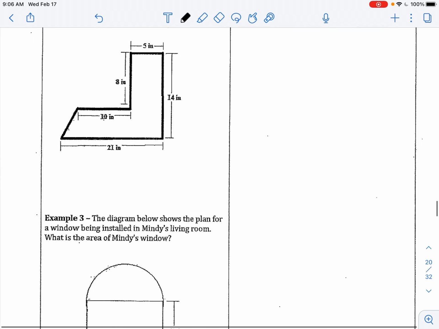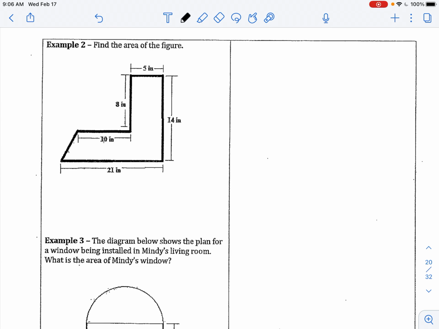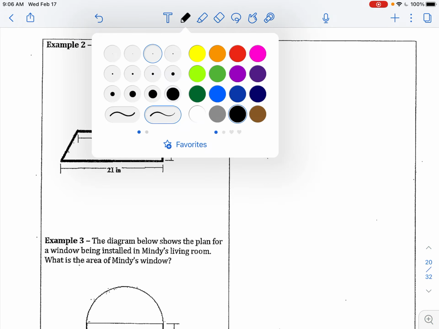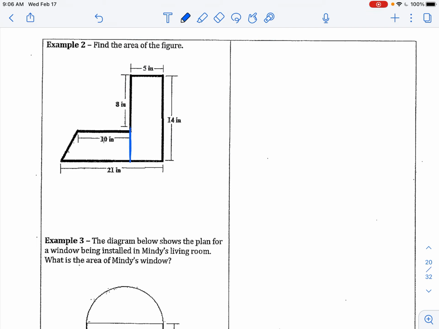All right, let's take a look at the next example. Find the area of the figure. All right, so let's cut this into some more familiar shapes. I'm going to go ahead and draw this straight down and make a nice big rectangle here. This will be our first shape. And area of a rectangle is just length times width, so that's going to be 5 times 14. And if I multiply those together, that's going to give me 70.